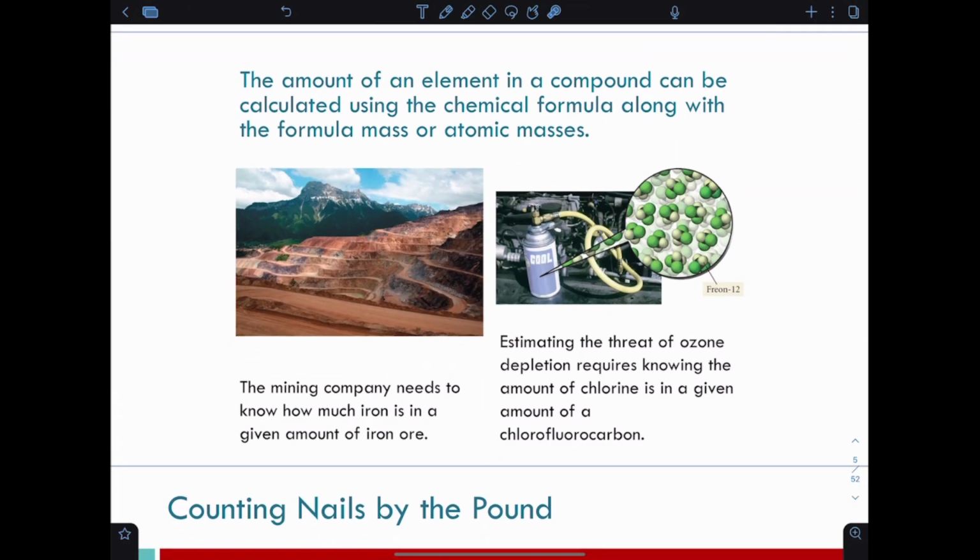And so we need to figure out how much of that is actually iron. Or for this Freon 12, it depletes ozone. And it's the chlorine in the Freon that depletes ozone. So you need to know how much chlorine is in each Freon molecule, to be able to determine how much of a threat it is to the ozone layer.